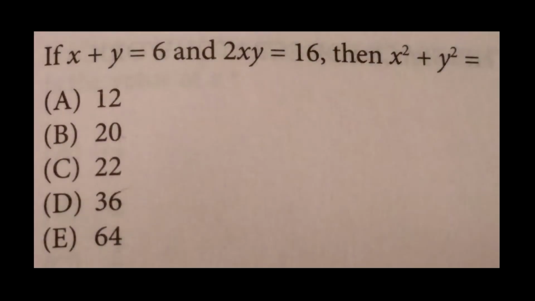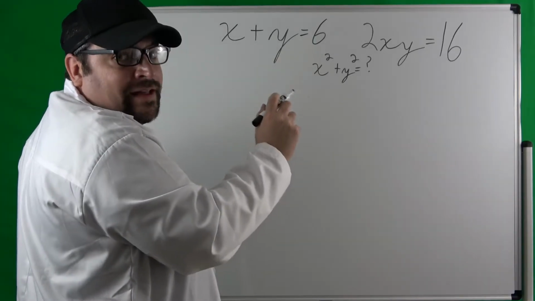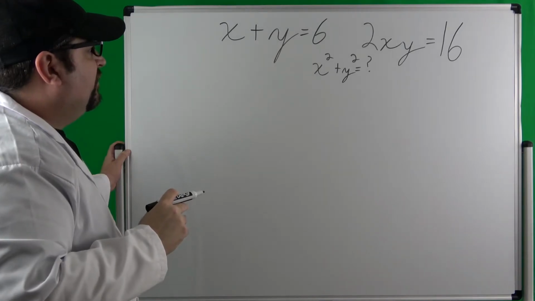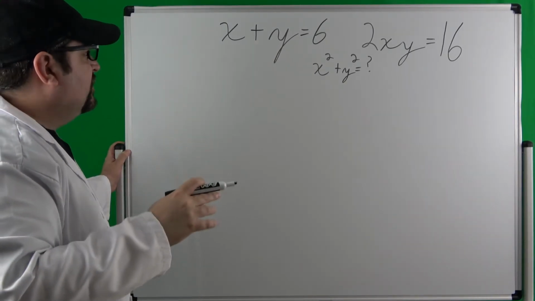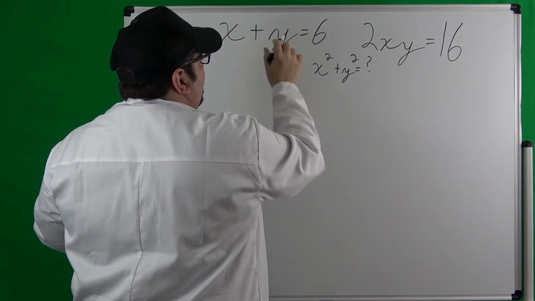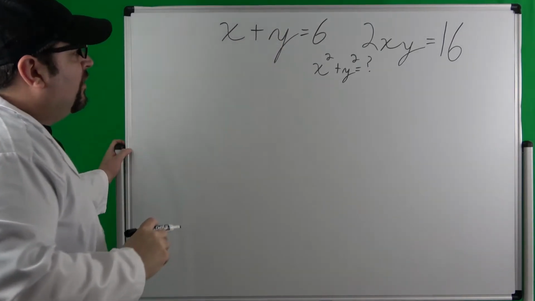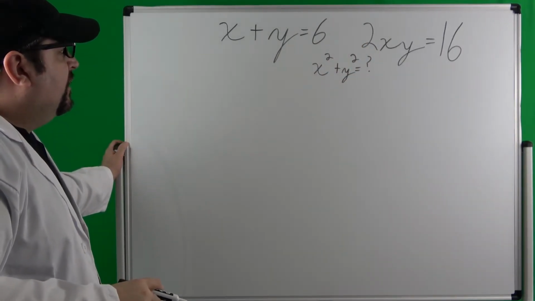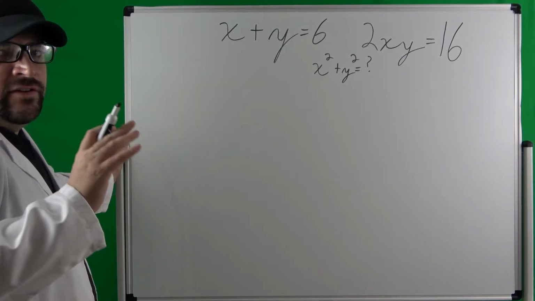If x plus y equals 6 and 2xy equals 16, then x squared plus y squared equals what? Now normally you would look at these and say, oh, that's a system of equations. We have two equations there. But since the x and y are different terms in one and in the same term in the other, that's going to get messy. So we're going to go with a hunch.